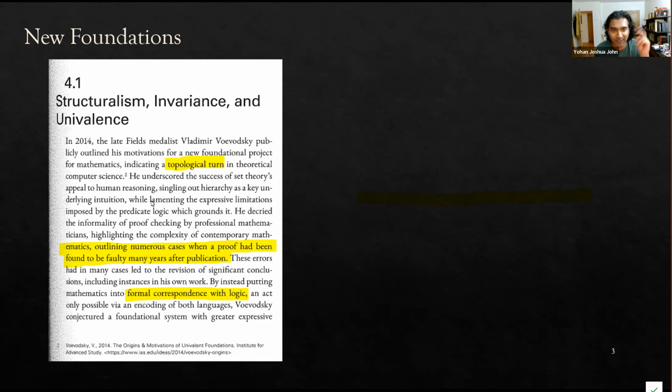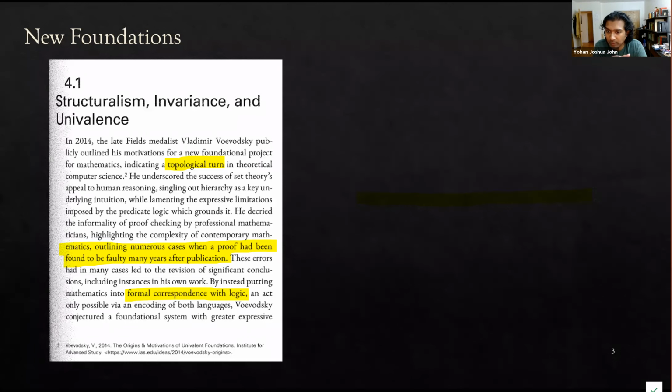It's a reference to the linguistic turn that happened in the middle of the 20th century in philosophy, where everyone went reflexively back into analyzing language, Wittgenstein being a famous example of that initiation. So Voevodsky underscored the success of set theory's appeal to human reasoning, singling out hierarchy as a key underlying intuition, while lamenting the expressive limitations imposed by predicate logic. There were things that you couldn't quite say easily, or they were a bit hacky to say.